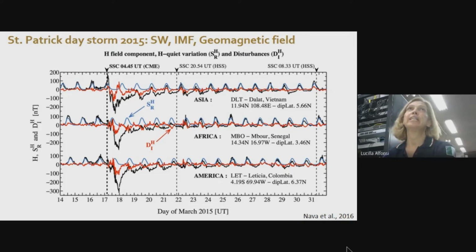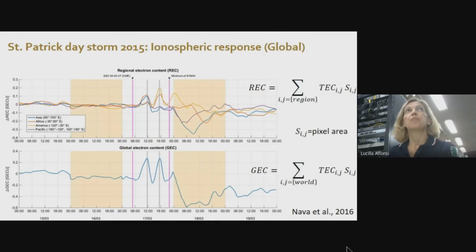Also the intensity, the severity of the variation of the geomagnetic field is different from one sector to another sector. So this is something that we must take into account to study the response of the ionosphere to the storm, because the response is also very strictly connected to the region that we are looking at.